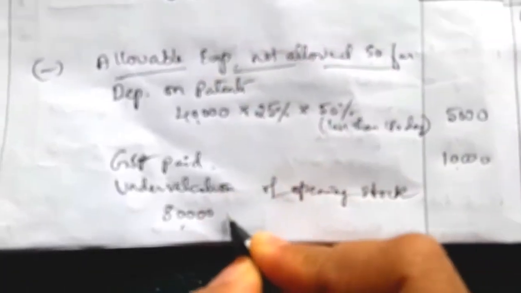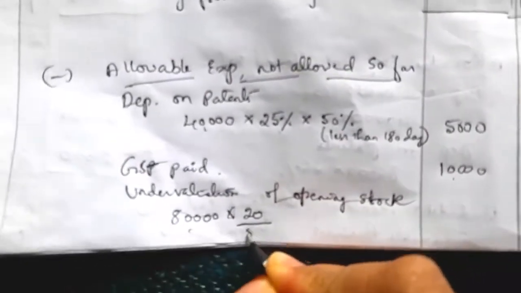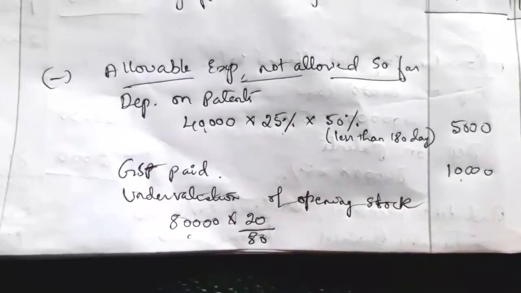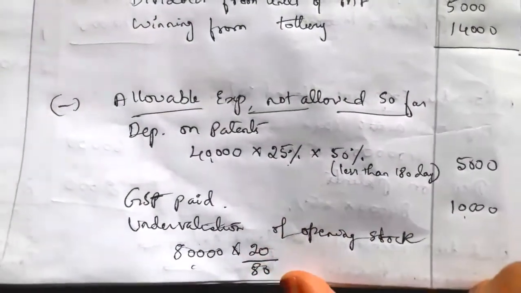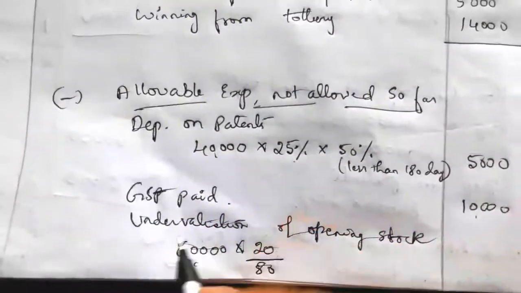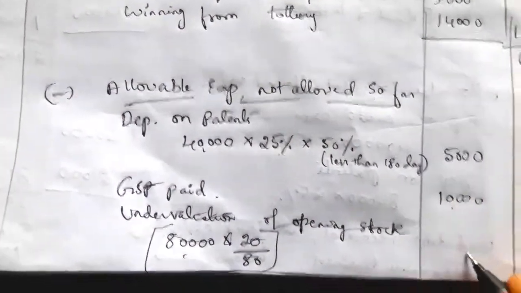So 80,000 into undervalued portion is 20%. 20 divided by 80. So the given value is for the 80. For 20 how much do we have to take? 80,000 is given for the 80. For 20 how much? So cross multiplication: 80,000 into 20 by 80. So that is equal to 20,000.